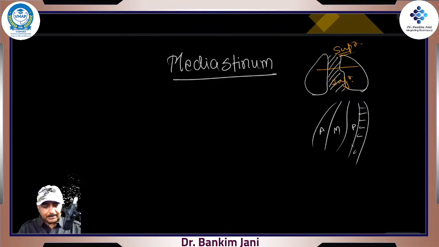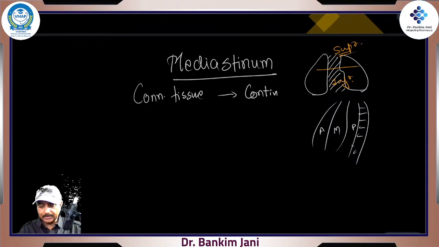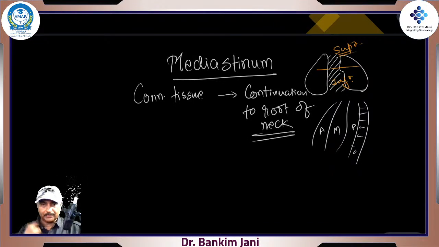So the point is that over here, this connective tissue will be in continuation with the neck, correct? It will be in continuation with the root of neck. Now when it is in continuation with the root of neck, any infection of the root of the neck can spread below.